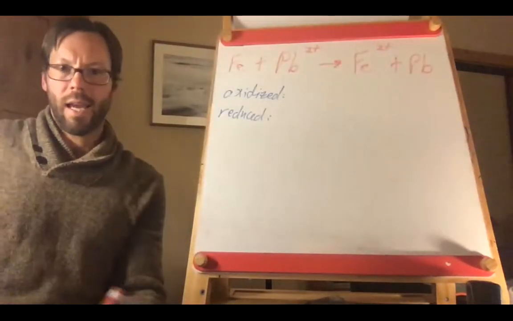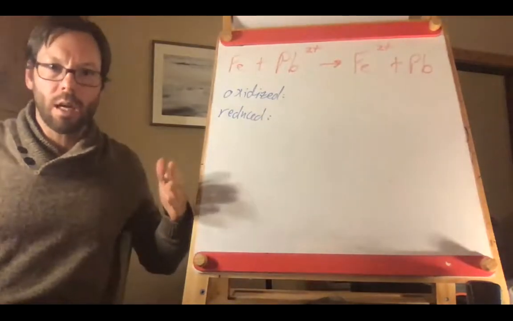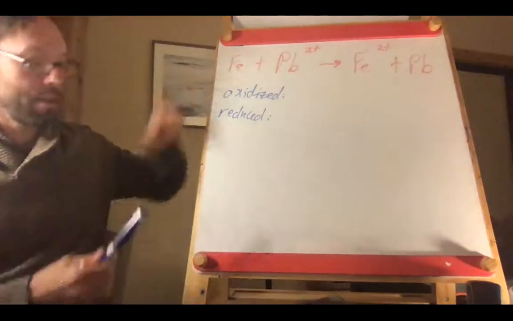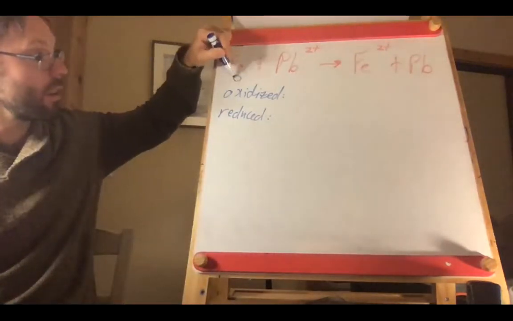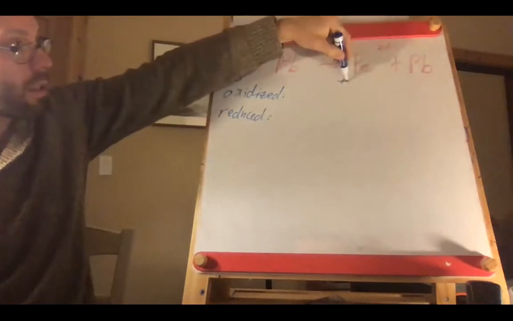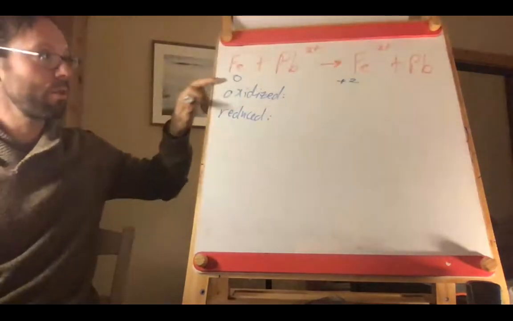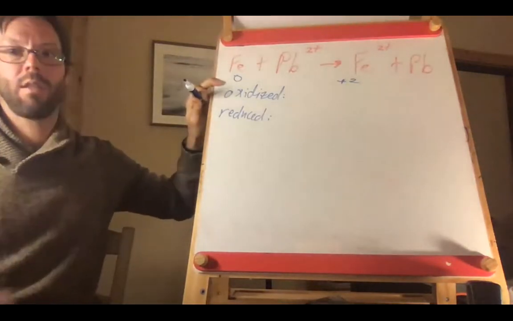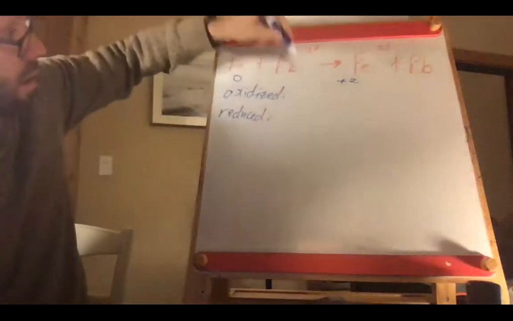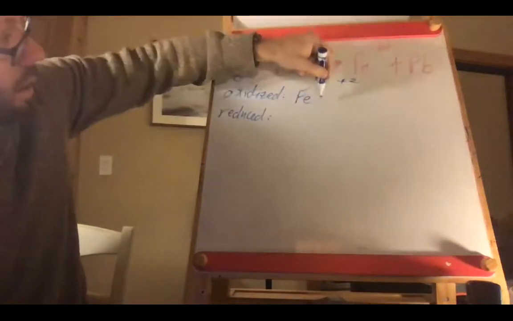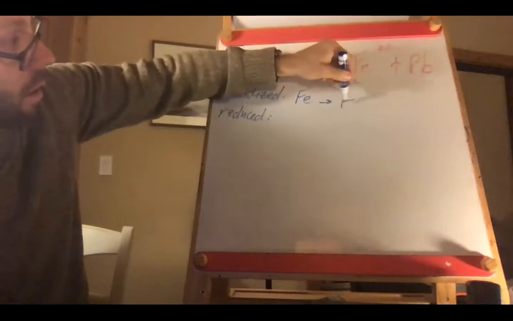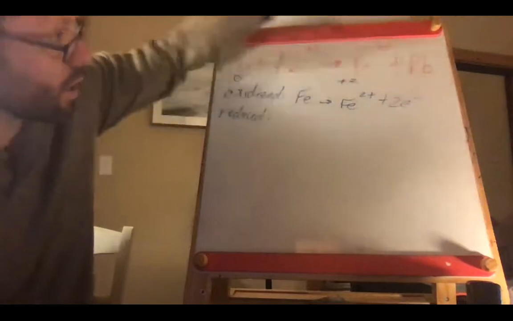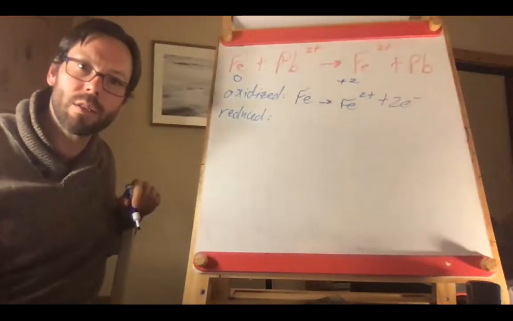Okay, so like with A, we need to determine which is being oxidized, which is being reduced. And so let's look at iron here. Iron is going from an oxidation state of 0 to +2. So in order for that to happen, it must have lost electrons. And so therefore it's going to be oxidized. So Fe goes to Fe2+ plus 2 electrons. Hopefully that looks familiar.